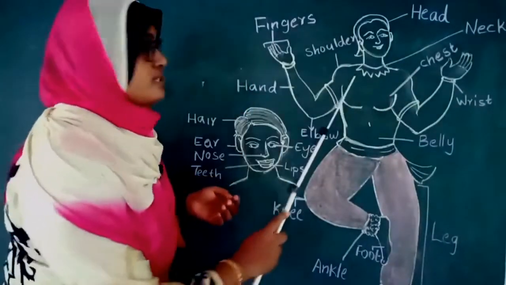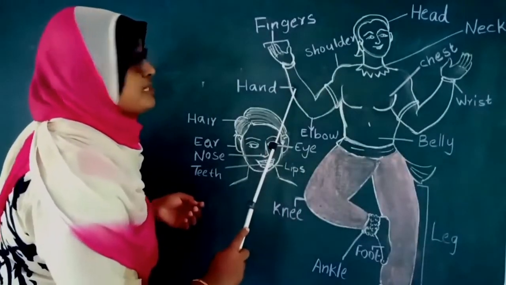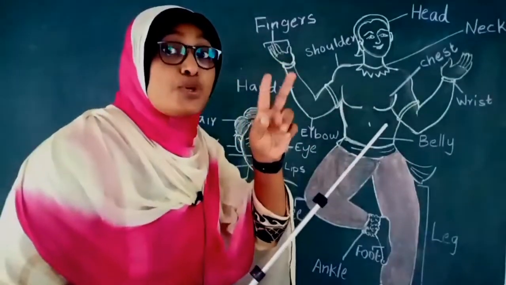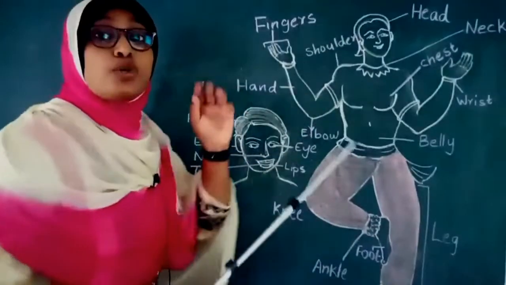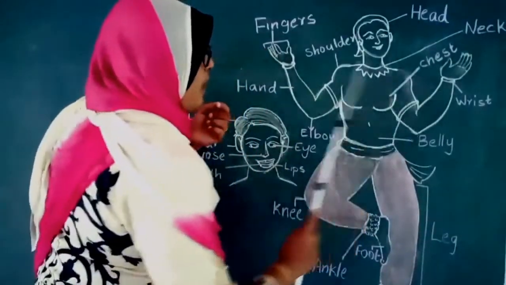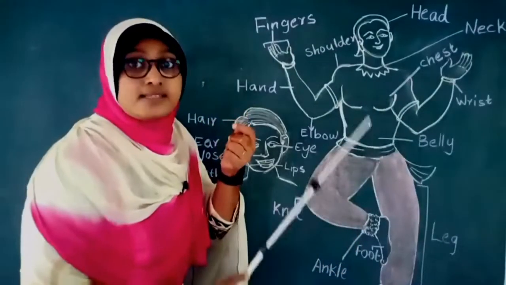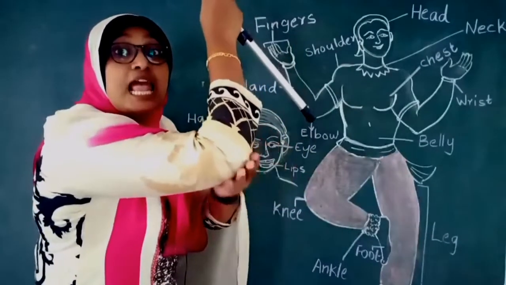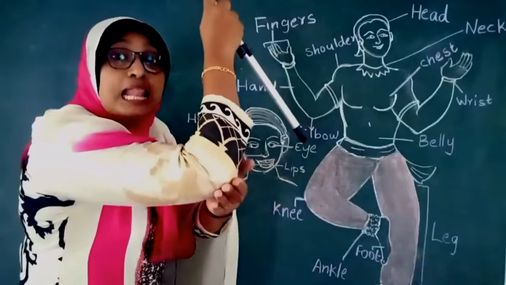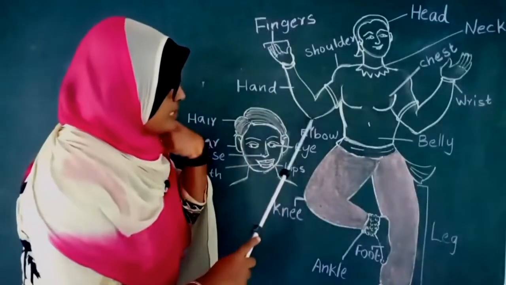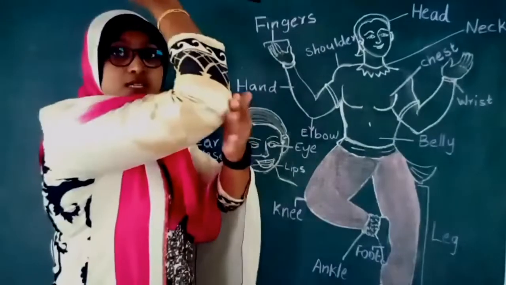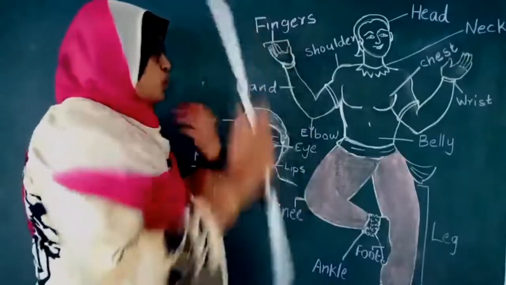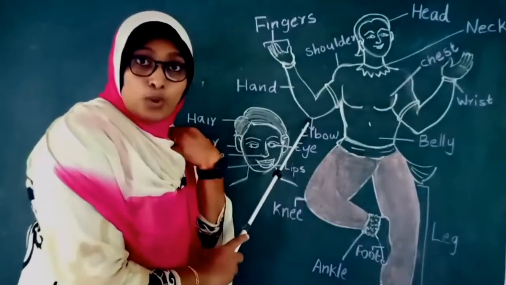So students, this one is his hand. We have two hands. These are his hands. And this part is elbow. This is our elbow. Please show me your elbow. Yes, this part is our elbow. This is his elbow.